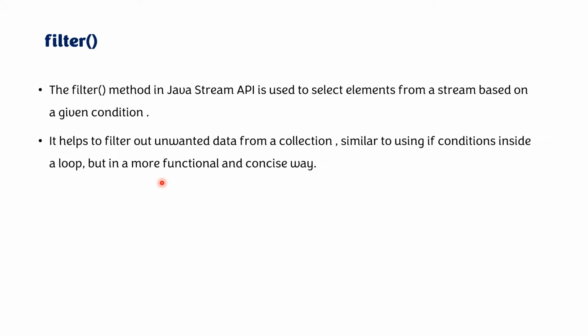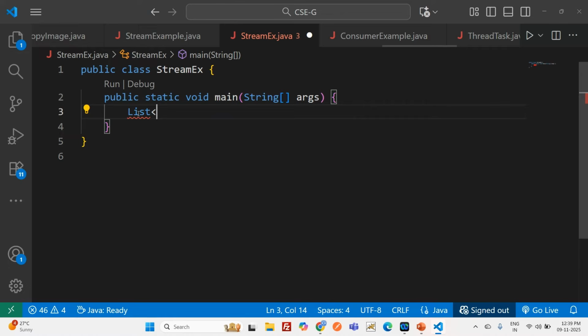And we don't use any if condition and loop, so it is a more functional and concise way. Concise means the code is reduced by using Stream API. The filter is used to filter out unwanted data from a collection. We get only the wanted data. Then let me discuss with the help of an example.